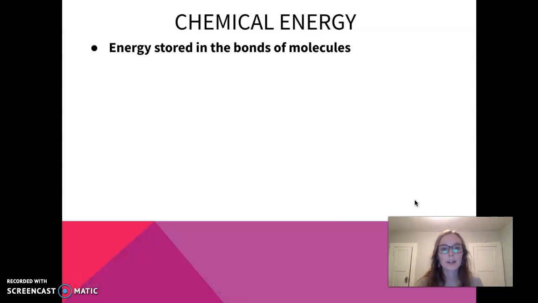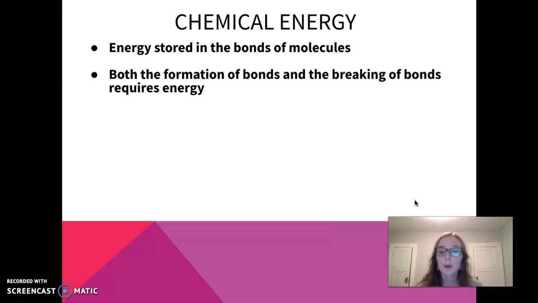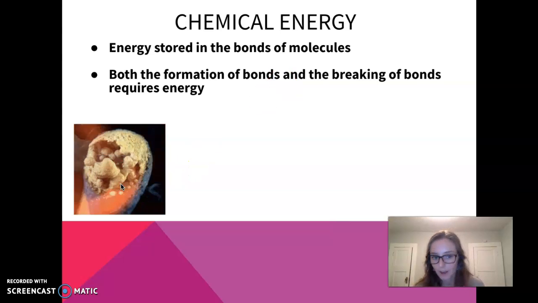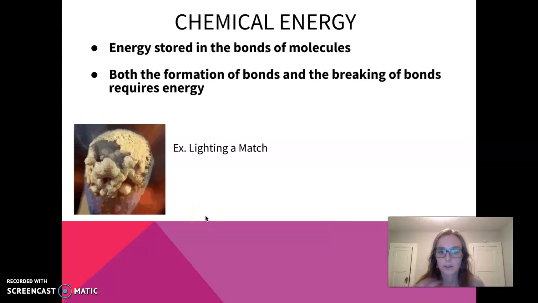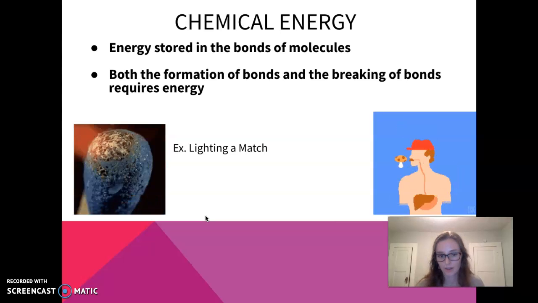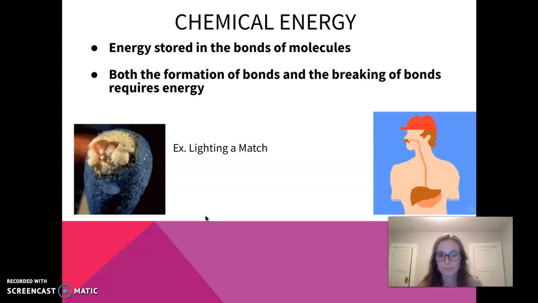Our next type is chemical energy, and chemical energy is the energy stored in the bonds of molecules. Me personally, this is my favorite type of energy to explore, and it is both the formation of bonds and the breaking of bonds, and that requires energy. So we can do different things to chemicals to see this energy exchange. Here is actually a lighter, lighting on fire and changing. So an example of chemical energy would be lighting a match. Or digestion is another common type of chemical energy.